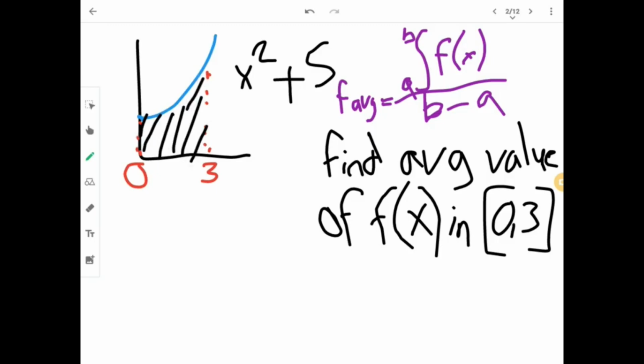Then you divide by the width, so b minus a. So this is a, and this is b. So b minus a is the width. Then you'd find the average y value in terms of the area.